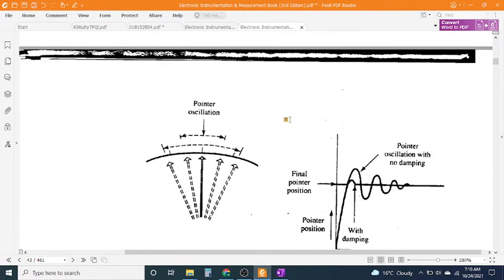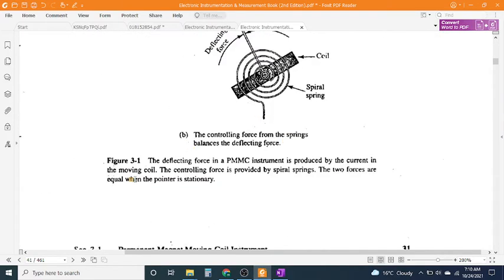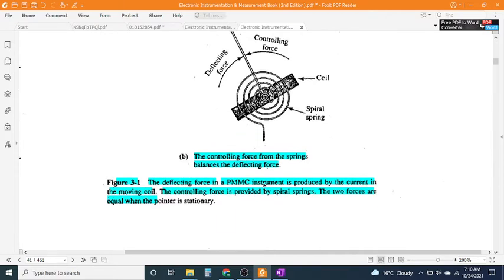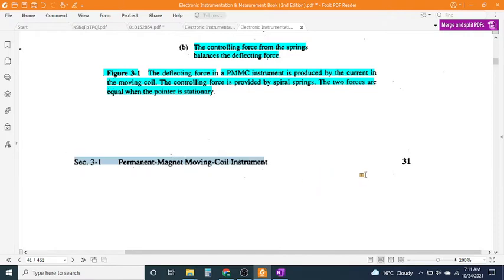The deflecting force in a PMMC instrument is provided by a current-carrying coil pivoted in a magnetic field. The controlling force from the springs balances the deflecting force. Figure 3-1. The deflecting force in a PMMC instrument is produced by the current in the moving coil. The controlling force is provided by spiral springs. The two forces are equal when the pointer is stationary. Section 3-1. Permanent magnet moving coil instrument.